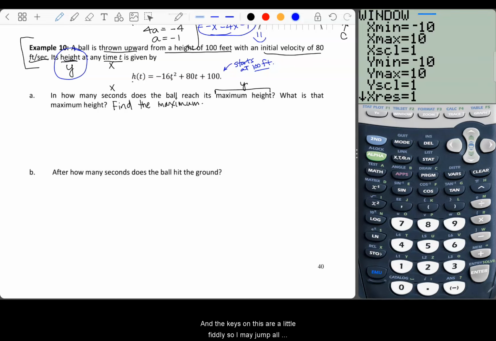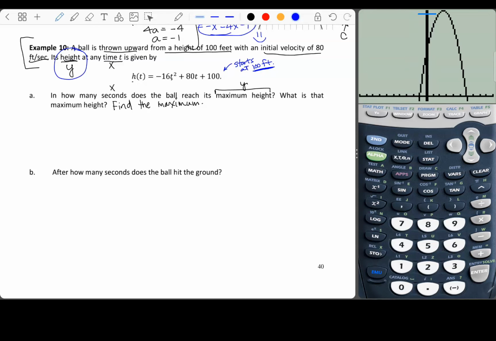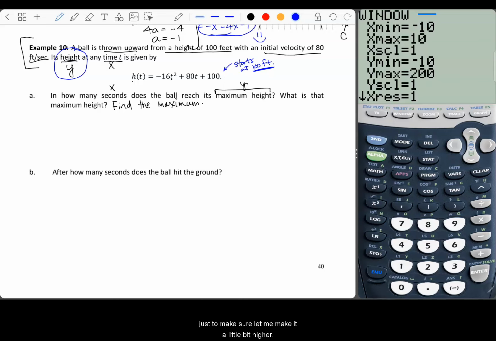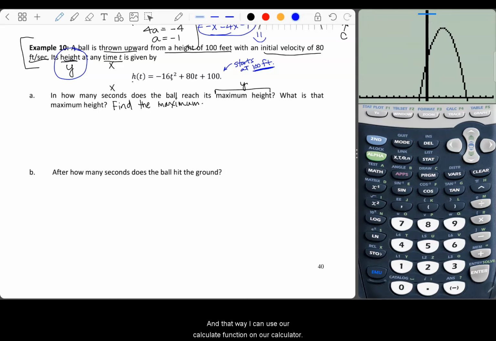And the keys on this are a little fiddly, so I may jump all over the screen, and I apologize for that. But we're going to go to our y max, and I'm going to put in a y max of 200. And it looks like that might be the maximum right there, but just to make sure, let me make it a little bit higher. And that way I can use our calculate function on our calculator. So there it is, there's our max.